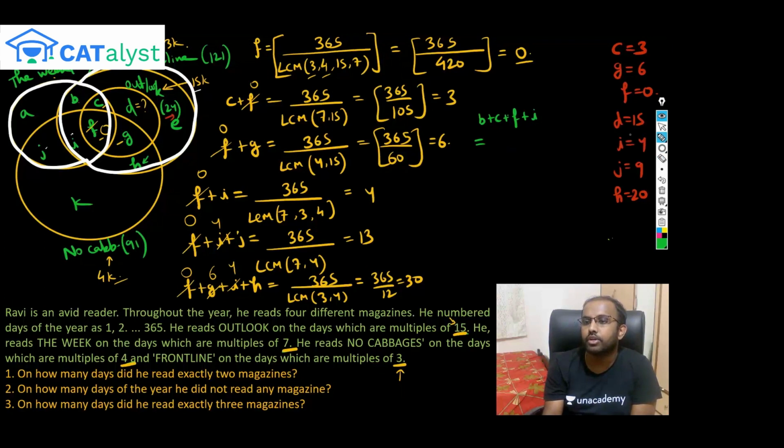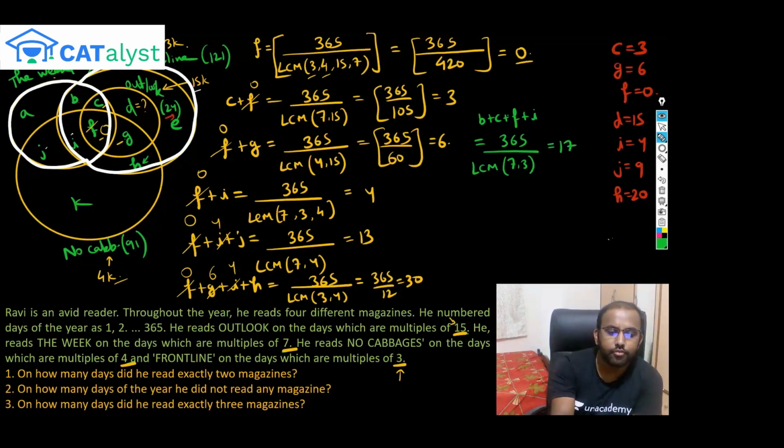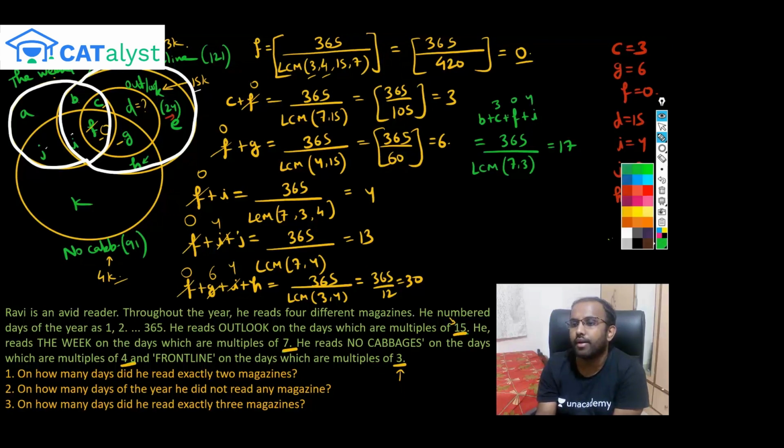So if I write here 365 upon LCM of, what's the LCM, guys? So now these two circles are multiple of 7 and multiple of 3. 7 and 3. So 21 will basically go into 365, that is 17 times. So b plus c plus f plus i will actually be 17. In that we already have the value of c as 3, f as 0, i is 4. Therefore I'll get the value of b as 10. Now once I get the value of b as 10, I think we're done with all the values. I can simply calculate a and k also, right? So a, k and e, which are the left out values, I can calculate actually.